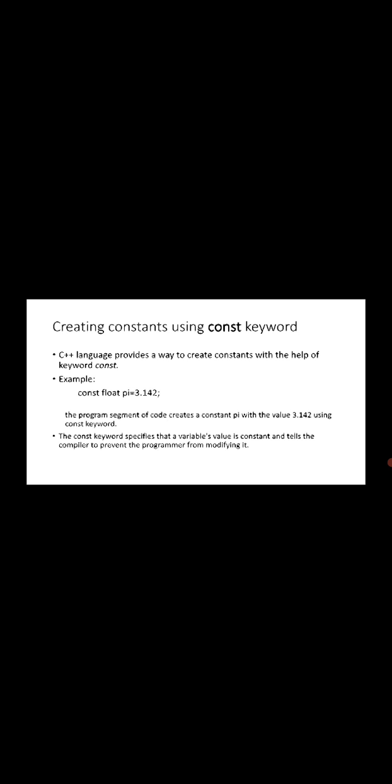The program segment creates a constant pi with the value 3.142 using the const keyword. This keyword specifies that a variable's value is constant and tells the compiler to prevent the programmer from modifying it.